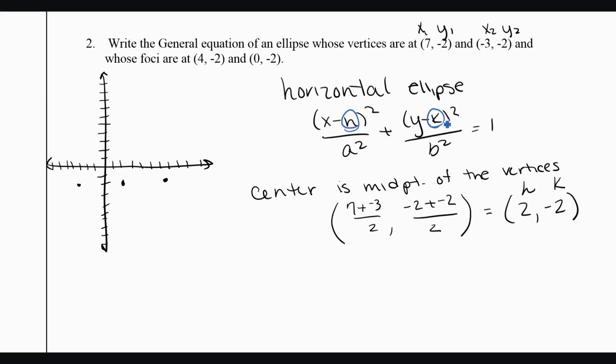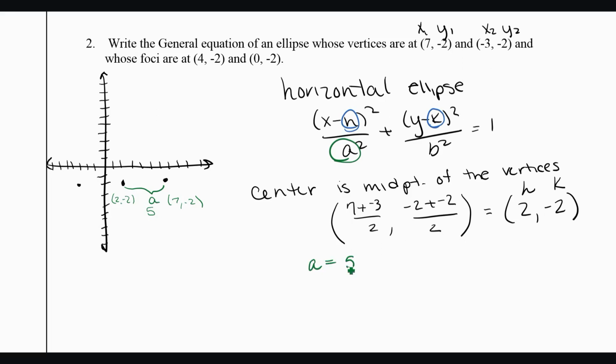We now need a and b. Now remember, a is the length between the center and a vertex. So if this is the point 2, -2, and this is the point 7, -2, we can see that that's a distance of 5. You could also use the distance formula, but here it's pretty easy just to see that it's 5. And so for a, we're going to plug in 5. Okay, the last thing we need is b.